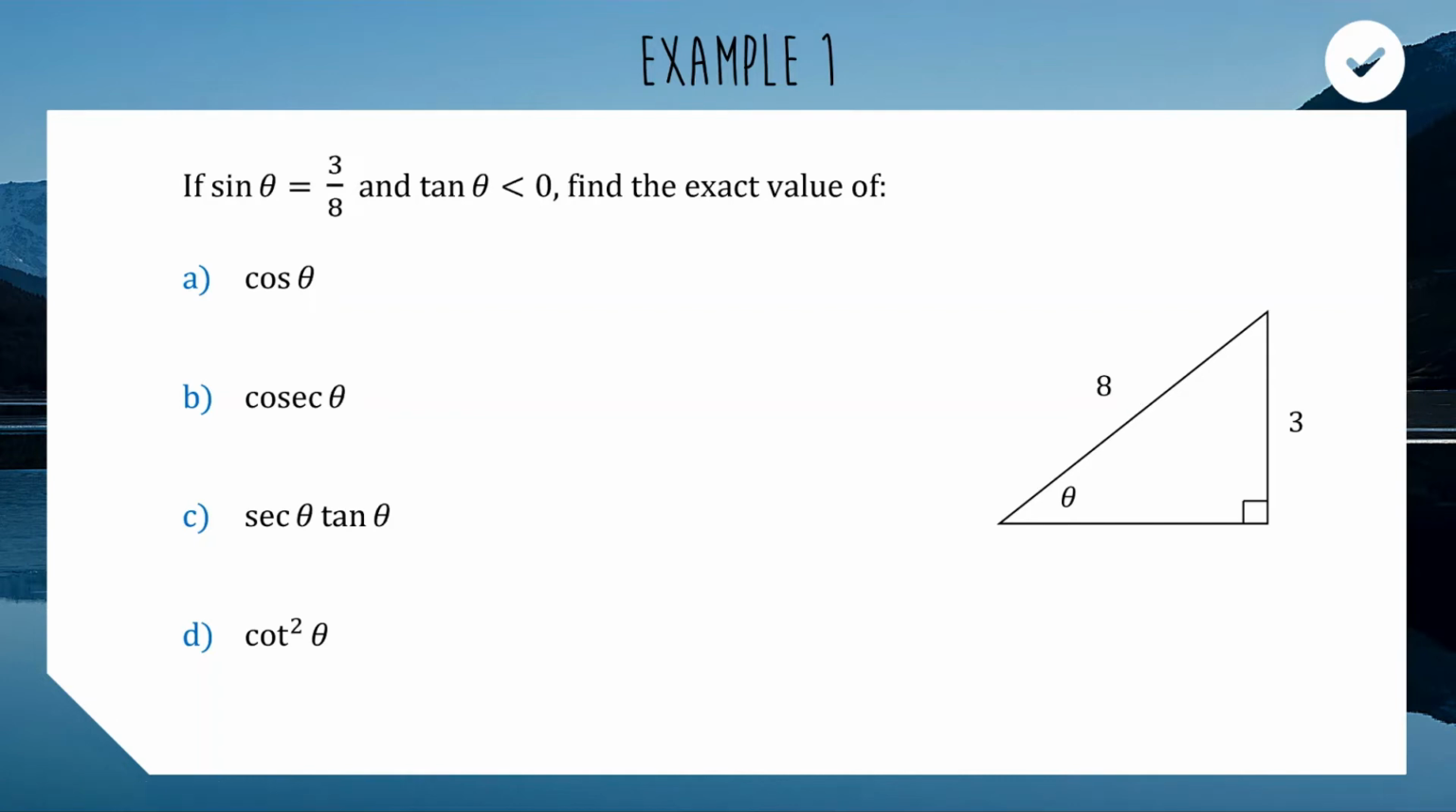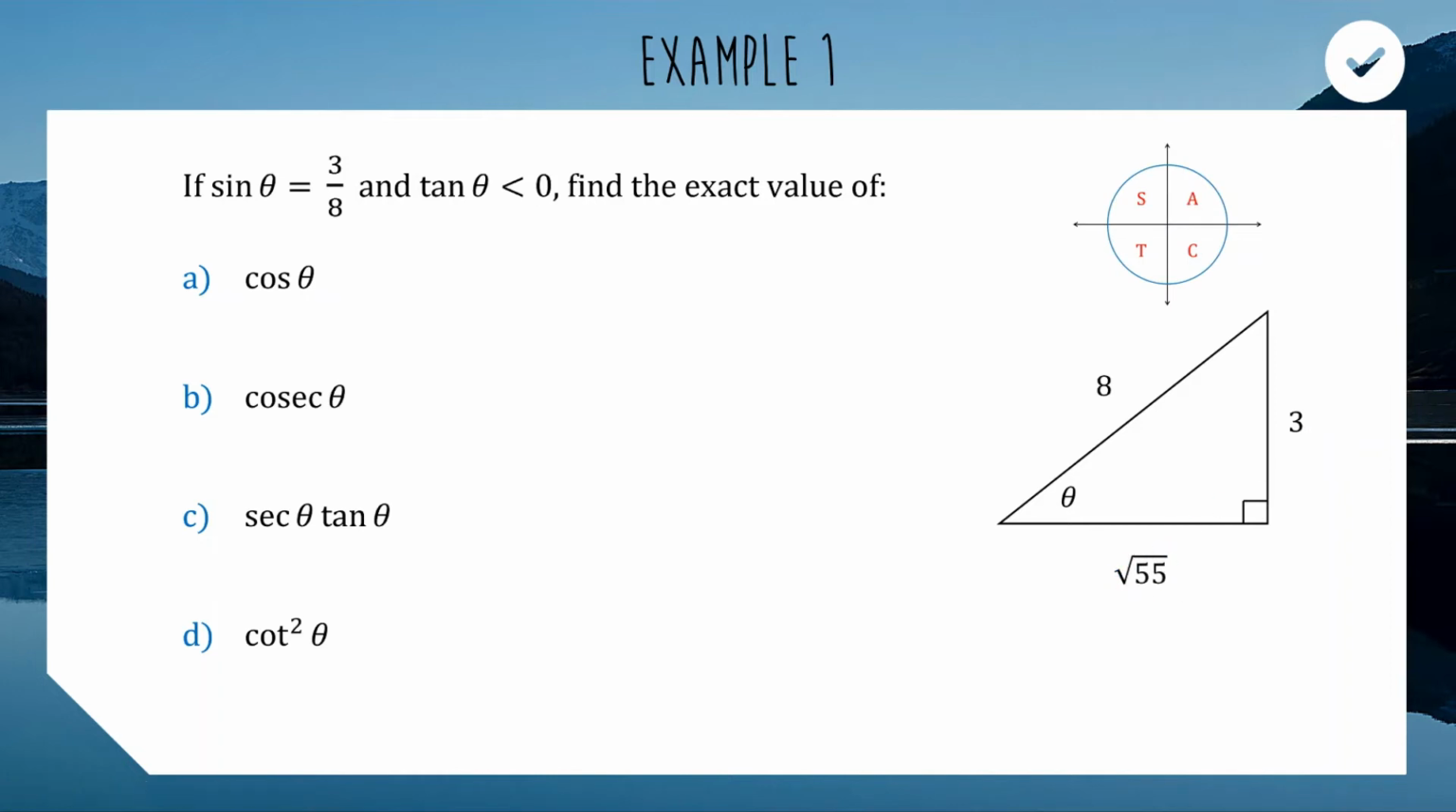All right, sweet. So now to find cos theta, we need to find the adjacent side. So we need to do some backwards Pythagoras. So we'll do 8 squared is 64, 3 squared is 9. So 64 take away 9 is going to be 55. And then we'll do the square root of 55 just here.